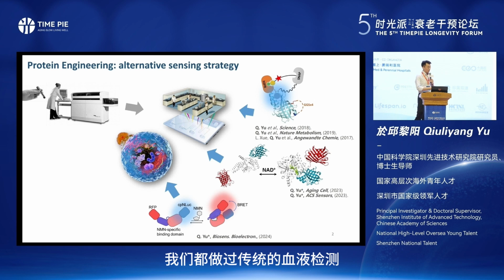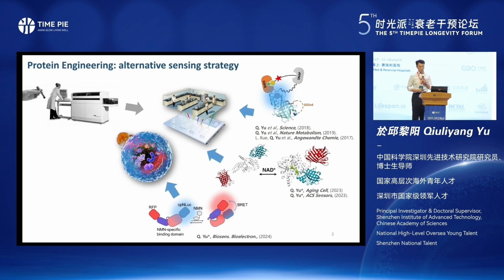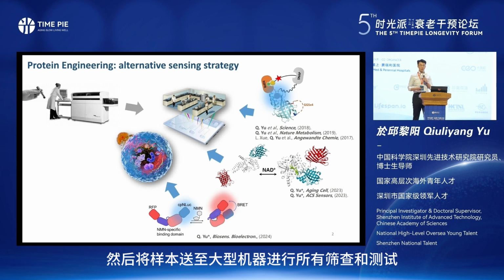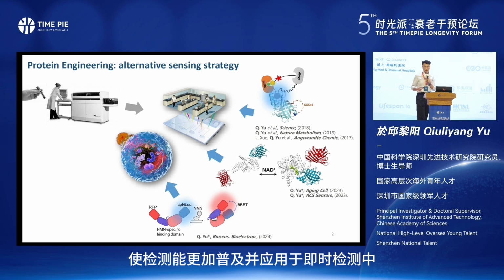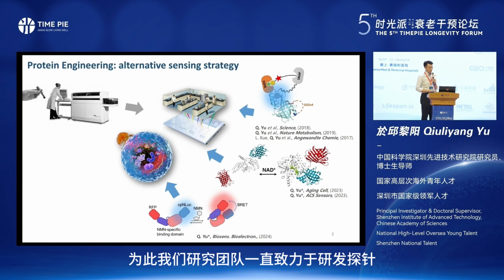So we have all been through this traditional, conventional blood testing that we need to take a tube of 5 milliliters of blood and send it to a larger machine so that we can do all the screenings and tests. And we always had the dream of a lab-on-chip solution so that we can make many of the testing more available, more at the point of care. So in our lab, we have been developing sensor tools so that this can be achieved.